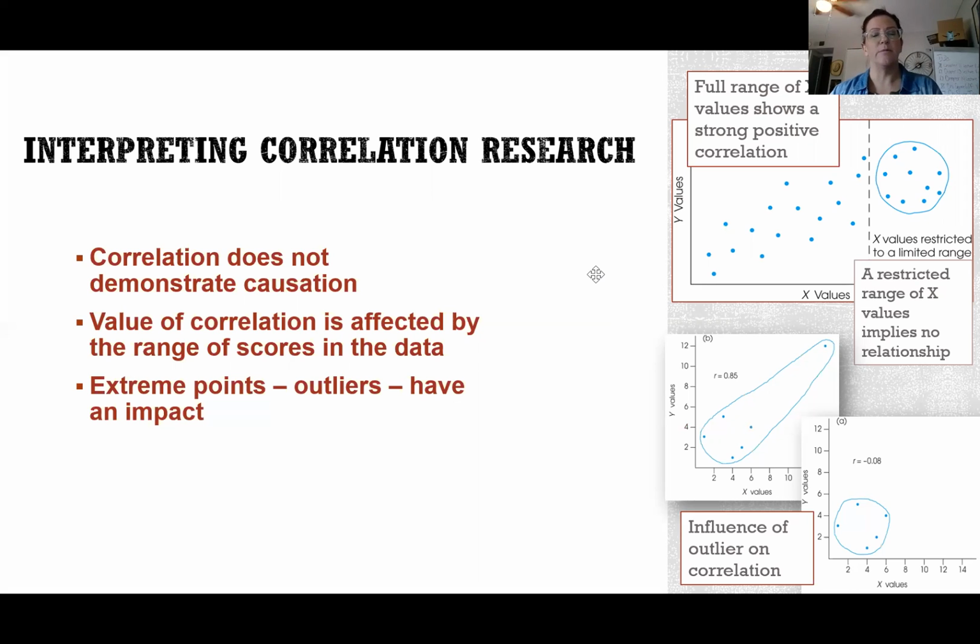And we also need to be real careful about looking at our data. And we typically use scatter plots with correlation research. So we want to always look at our scatter plots and see, when we're interpreting our correlation research, are we getting the right picture? So if you notice this top scatter plot here, if let's say this line was drawn right here and the only data I got was X scores that were this high out here. Well, if that was the case, there would be no relationship.